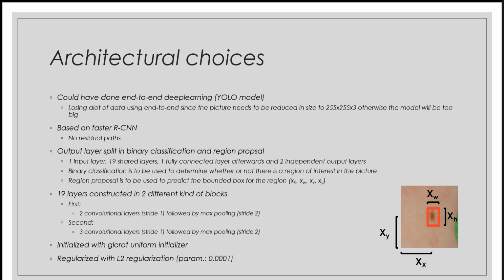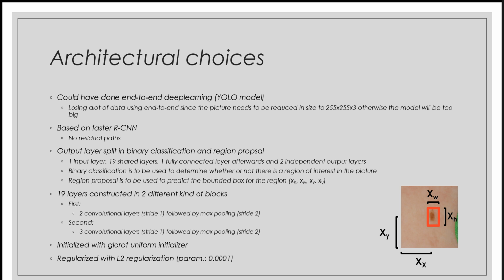But the overall architecture of my model is based on the Fast R-CNN model. I just removed the residual paths for simplicity reasons, so I could control it. But if I had to reconsider, I should reintroduce the residual paths to get around overfitting.